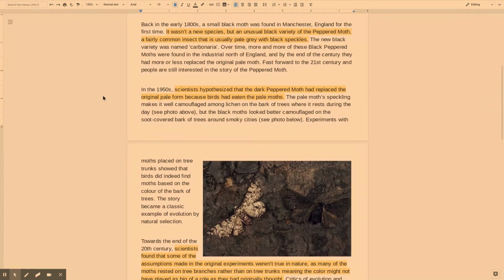All right, let's go ahead and get started reading. Back in the early 1800s, a small black moth was found in Manchester, England for the first time. It wasn't a new species of moth, but it was an unusual black variety of the peppered moth, a fairly common insect that is usually pale gray with black speckles.